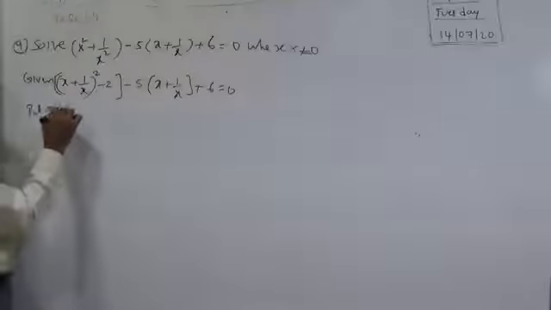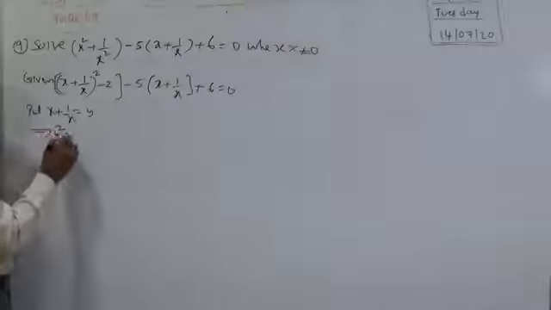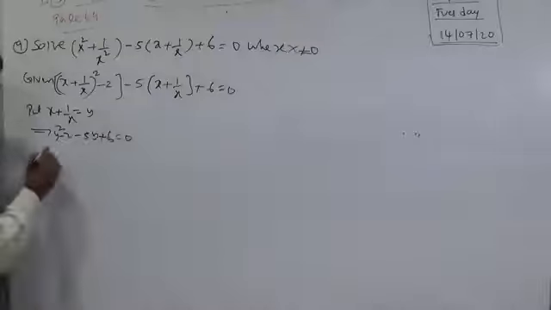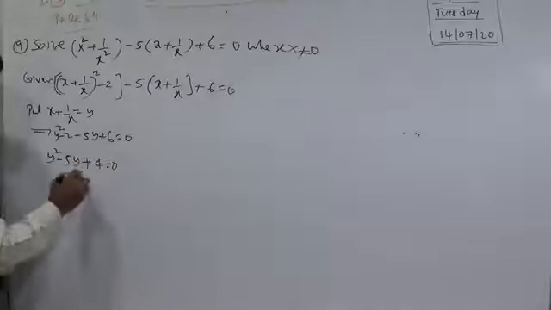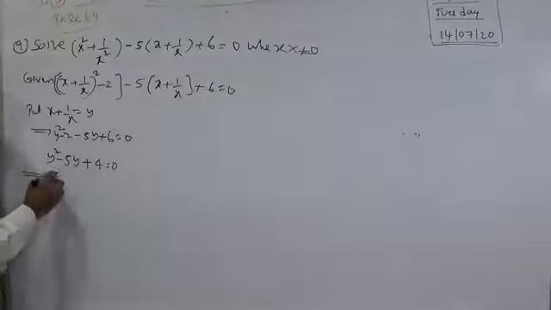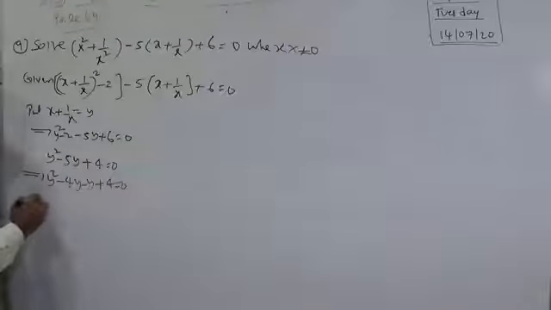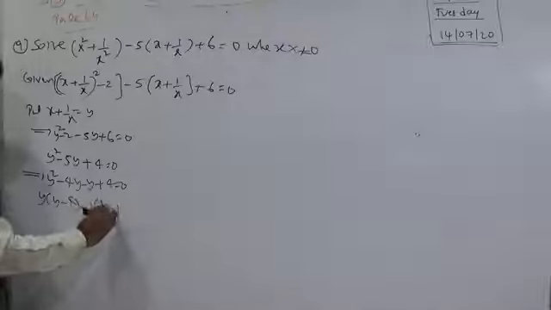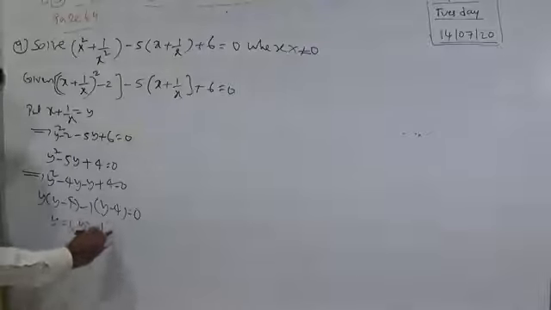Put x plus 1 by x is equal to y. That implies y square minus 2 minus 5y plus 6 equal to 0. Next step, y square minus 5y plus 4 equal to 0. That implies y square minus 4y minus y plus 4 equal to 0. Y taken common, it becomes y minus 4. Minus 1 taken common, it becomes y minus 4 equal to 0. So here y equal to 1, y equal to 4.